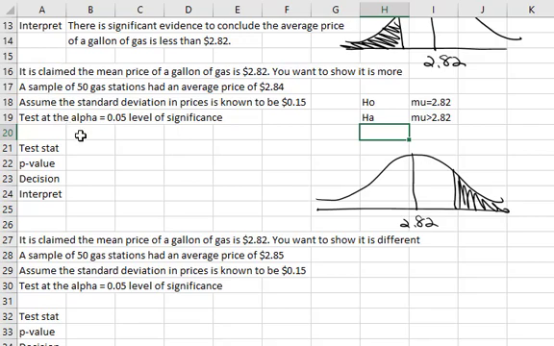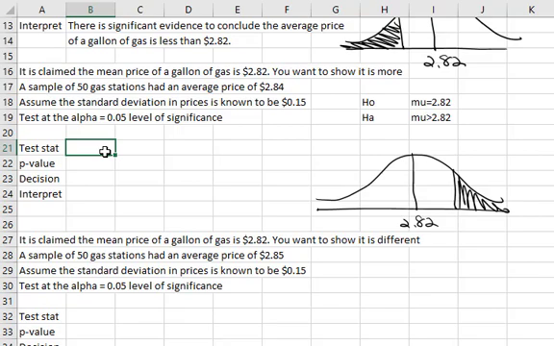First, though, we need to calculate our test statistic. We again did a sample of 50 gas stations. This time the average was 2.84 with the same known population standard deviation of 15 cents. Because we know the population standard deviation, we can use the normal distribution.